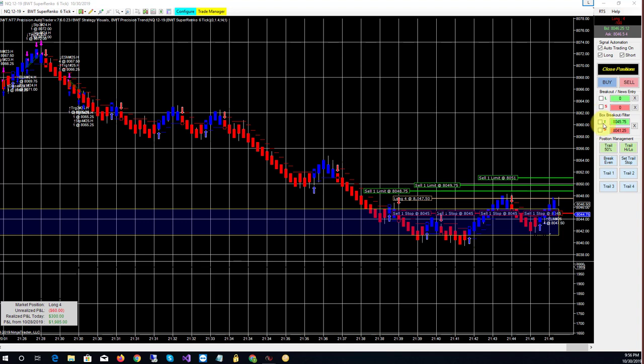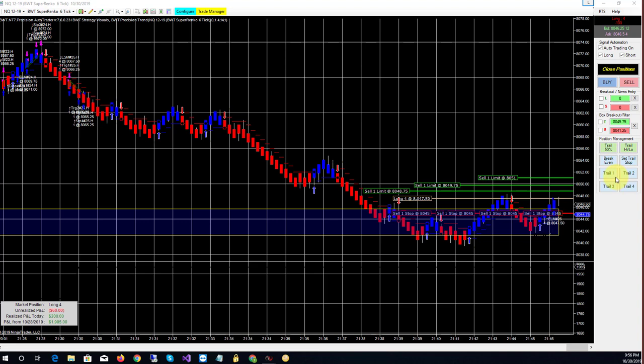So you basically check the box here. This is top and bottom of the box, and it will draw a rectangle here, and if the bar closes above the high, you will go long. If it closes below the low, you'll go short. Now this is an awesome feature.